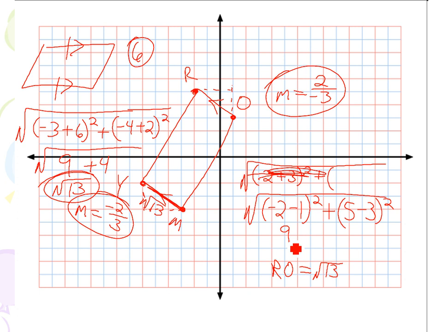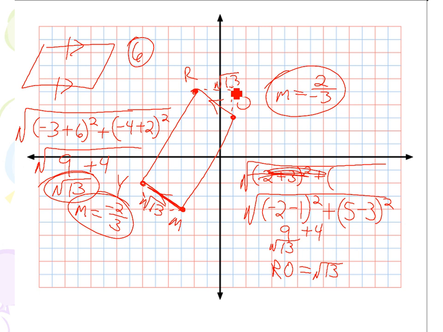What's 5 minus 3? 2. 2 squared. 9 plus 4. 13. Now you could change those to a decimal, but all we really cared about this time is whether they were the same or not. Were they the same? So could we stop right there before we have to punch it into the calculator?